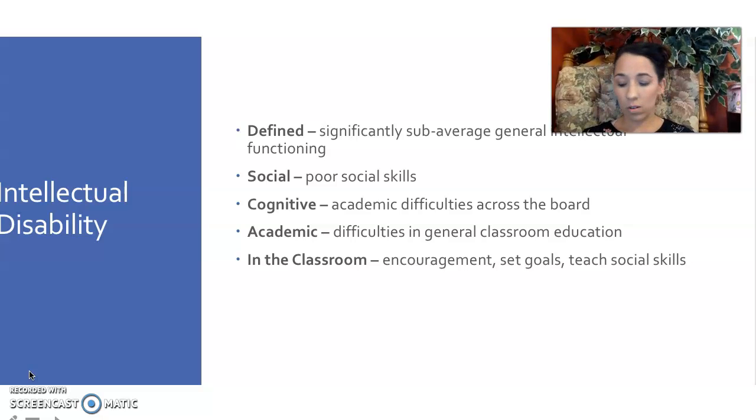Academically, they have difficulty in a general classroom setting, just too much at one time. They perform poorly and have significantly sub-average intelligence. How to help them in the classroom: teach social skills, encourage peers to ignore their behavior and just move on with their day, don't draw attention to them, include peers as community-based instruction, pair students with others who need help in an area that the student that has this disorder is actually above average in.